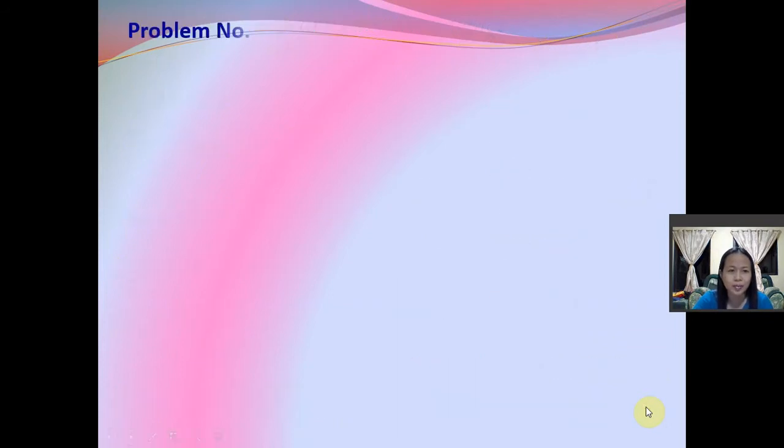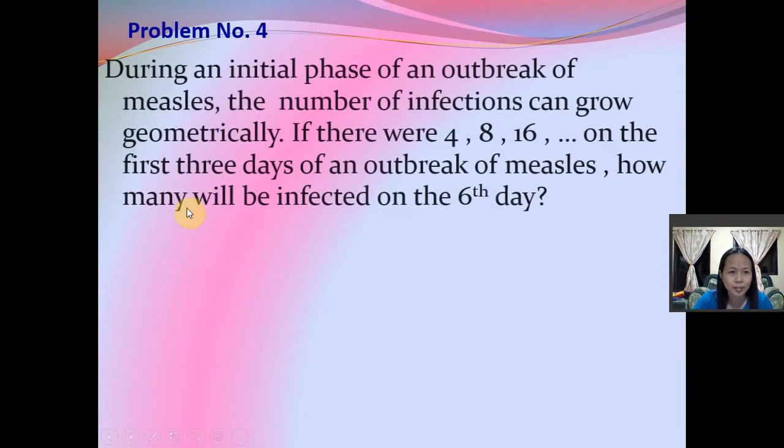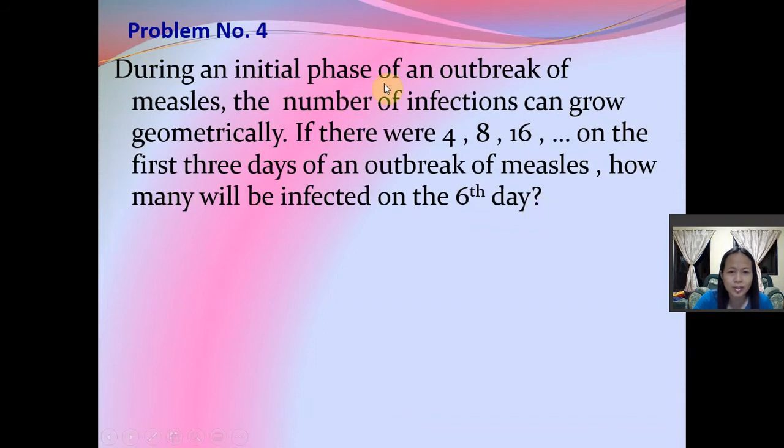How about the fourth problem? We have problem number 4. During an initial phase of an outbreak of measles, the number of infections can grow geometrically. If there were 4, 8, 16 on the first 3 days of an outbreak of measles, how many will be infected on the 6th day?